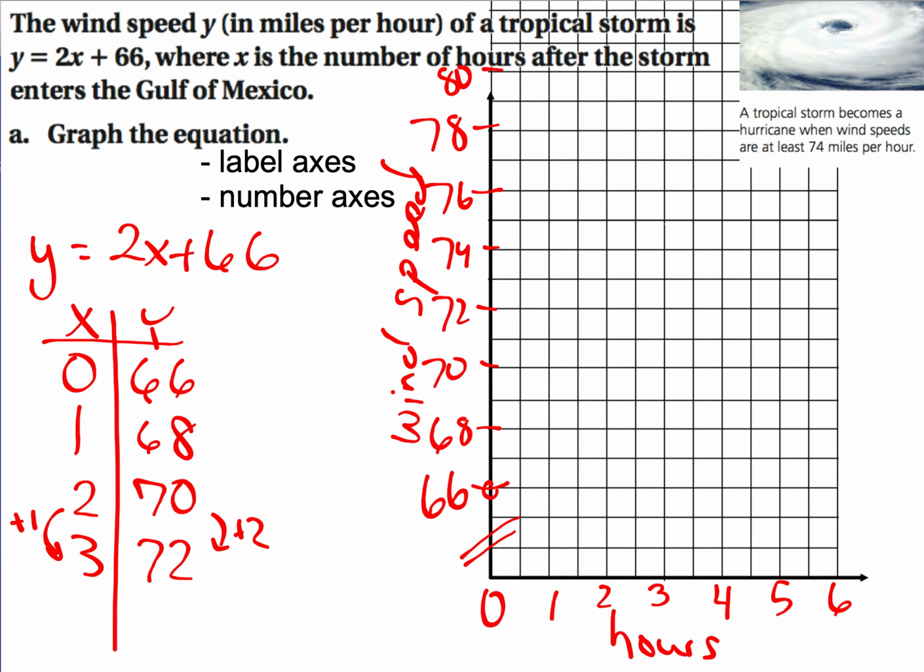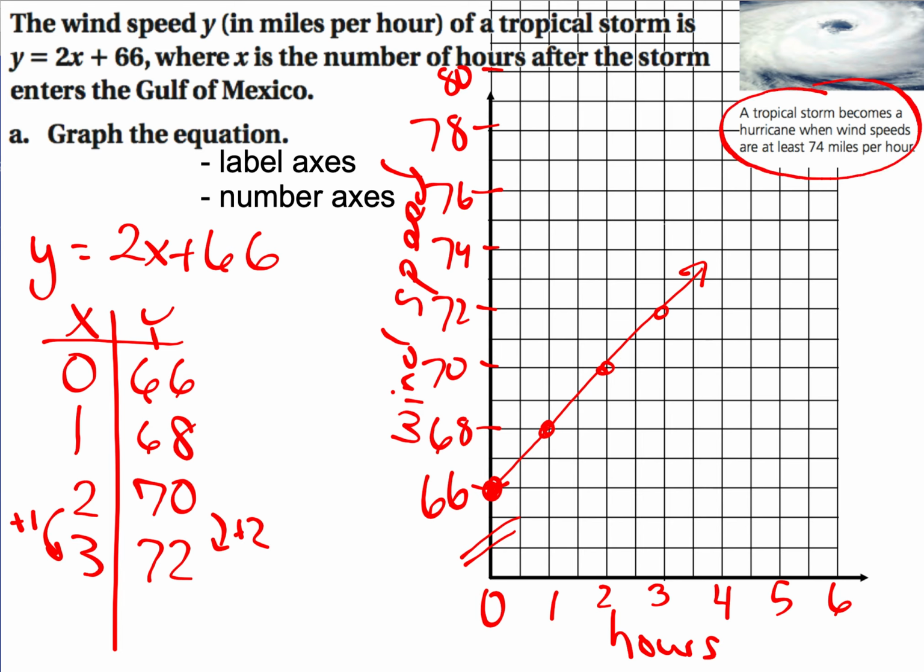0, 66 is right here. 1, 68. 2 is at 70. And 3 is at 72. And it looks like we get a nice straight line. Very good. Now, question is, when does this become a hurricane?